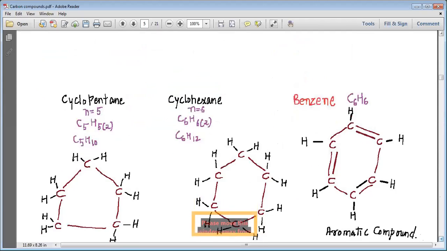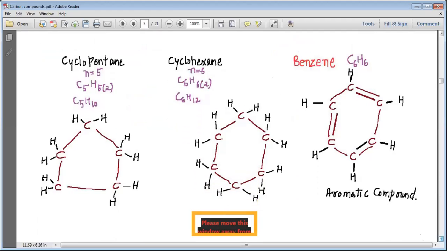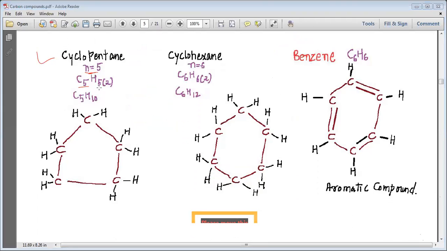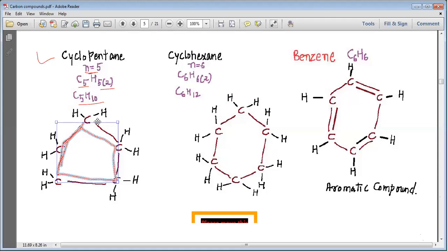Now let us see the other members of the homologous series. The next member with 5 carbons is called cyclopentane. In cyclopentane, my dear students, n is equal to 5, so it is C5H5 into 2, that gives us C5H10. C5H10 is represented in a pentagonal structure where we have 5 carbons bonded to each other. Each carbon has 2 hydrogens, so it is CH2 bond CH2 bond CH2 bond CH2 bond CH2. This is what is known as cyclopentane.